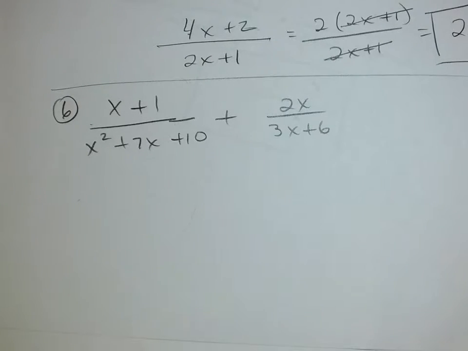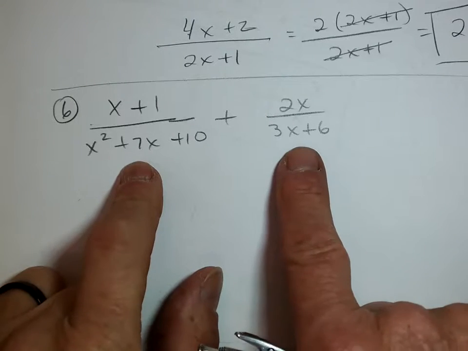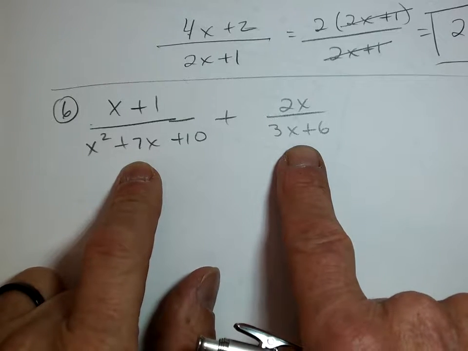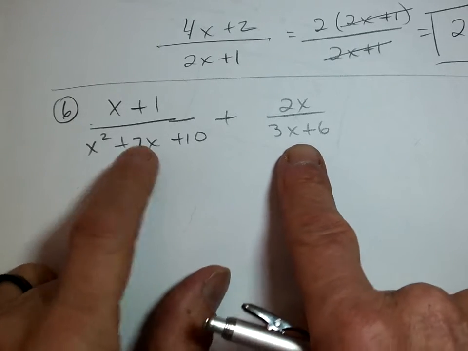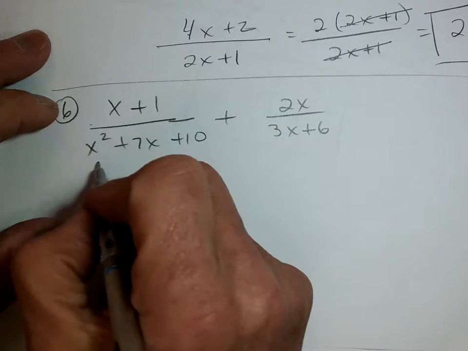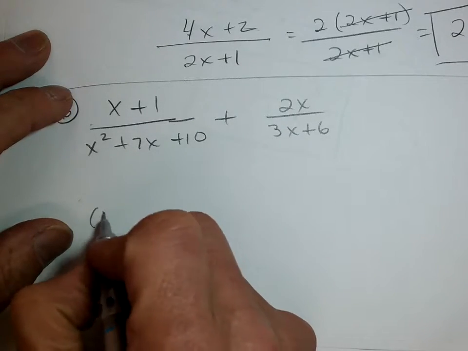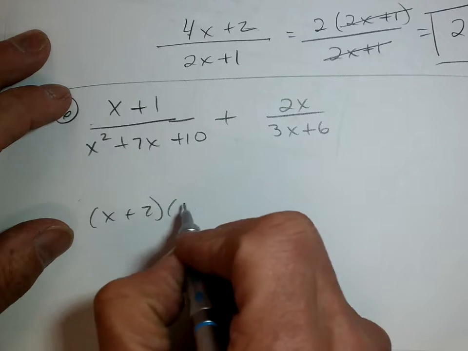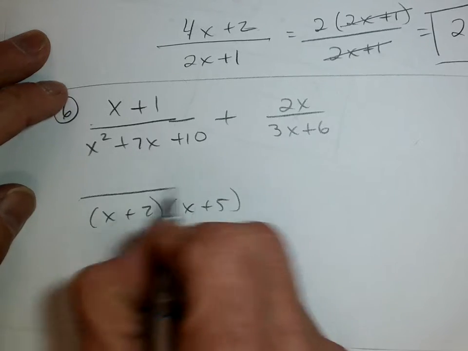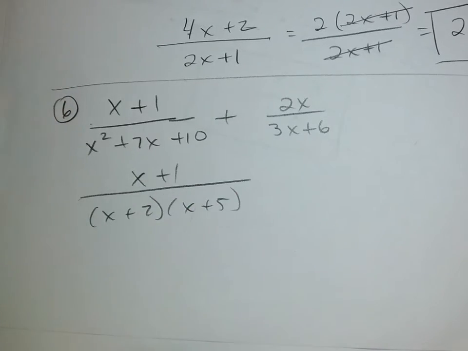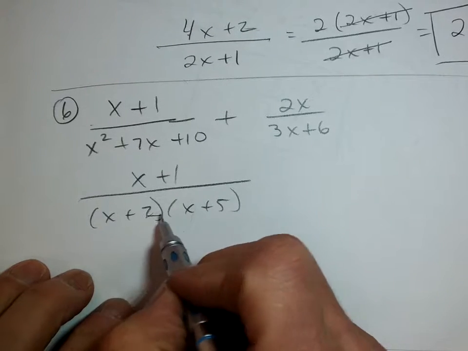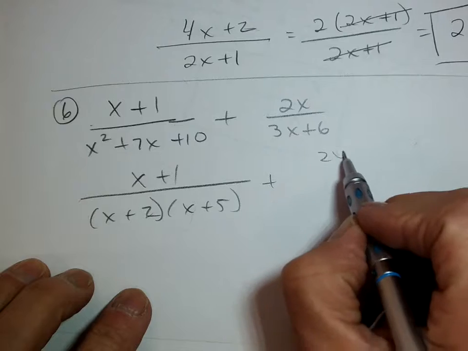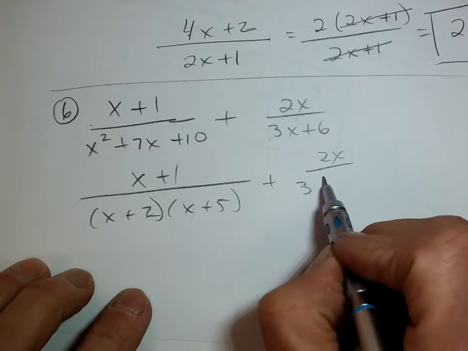Okay? So to add, I need a common denominator. They're not the same. Not even close, right? But if I factor, I might be able to see some. So if I factor this one, I could factor this into x plus 2, x plus 5. And then the second fraction, I can common factor out a 3. I have a 3 times an x plus 2.